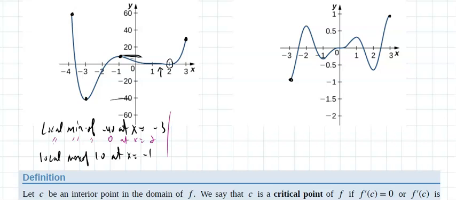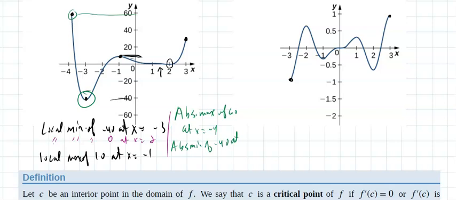Now, when I get to the absolute, we have an absolute max. What's the highest point? It seems that's the highest point of 60 at x equal negative 4. And we have an absolute minimum. So the lowest point on this graph is right there, negative 40 at x equal negative 3. So from a graph, it's not that bad. You could eyeball it and figure it out.